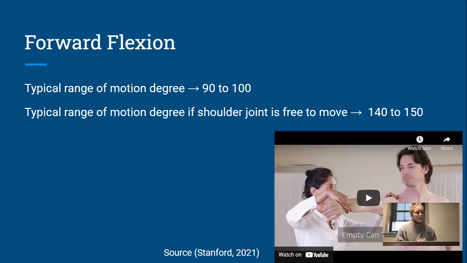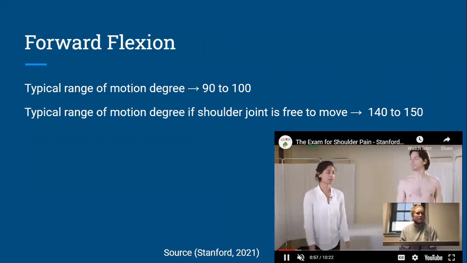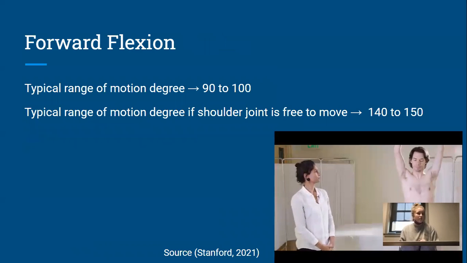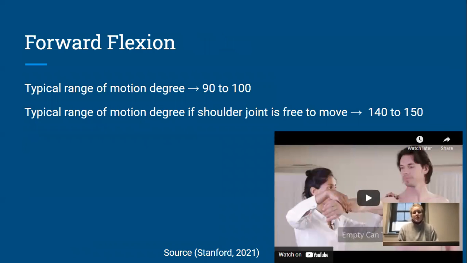The first range of motion I wanted to go over was forward flexion. You'll start with having the patient with their arms by their sides, and you'll ask them to raise their arms fully straight up in front of them as high as they can go with their thumbs pointing upwards. This test will be moving the humerus straight anteriorly. The typical degrees for forward flexion if the shoulder girdle is prevented from moving would be 90 to 100. The typical range of motion if the shoulder is free to move would be 140 to 150.